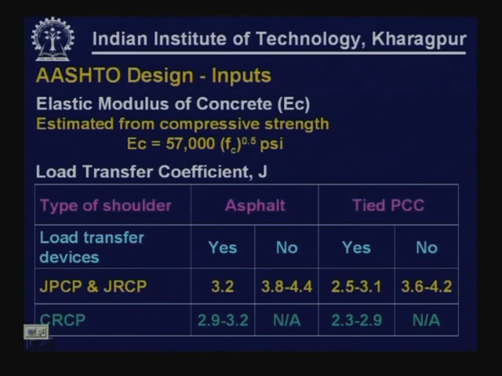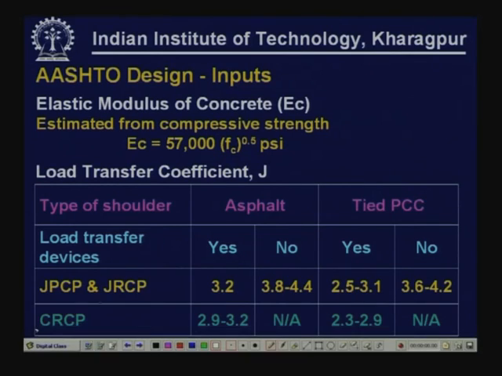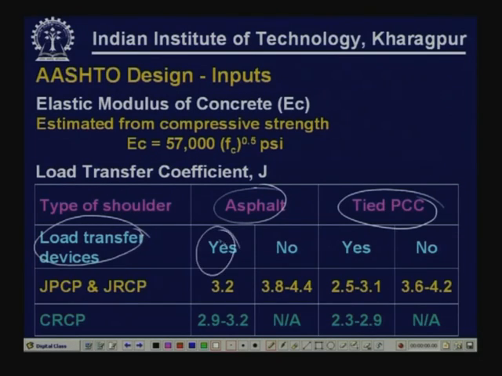These are the guidelines for selecting load transfer coefficient J for different types of shoulder, asphalt shoulder, tight PCC shoulder, and different types of presence or absence of load transfer device, especially we are referring to presence or absence of dowel bars, and also the type of slab, jointed plain cement concrete, jointed reinforced concrete, continuously reinforced concrete pavement. The corresponding load transfer coefficients can be selected.